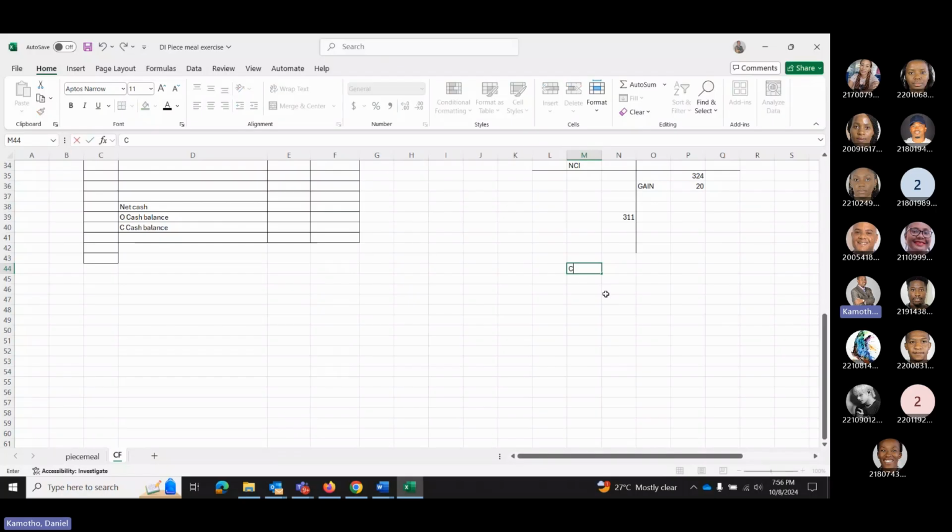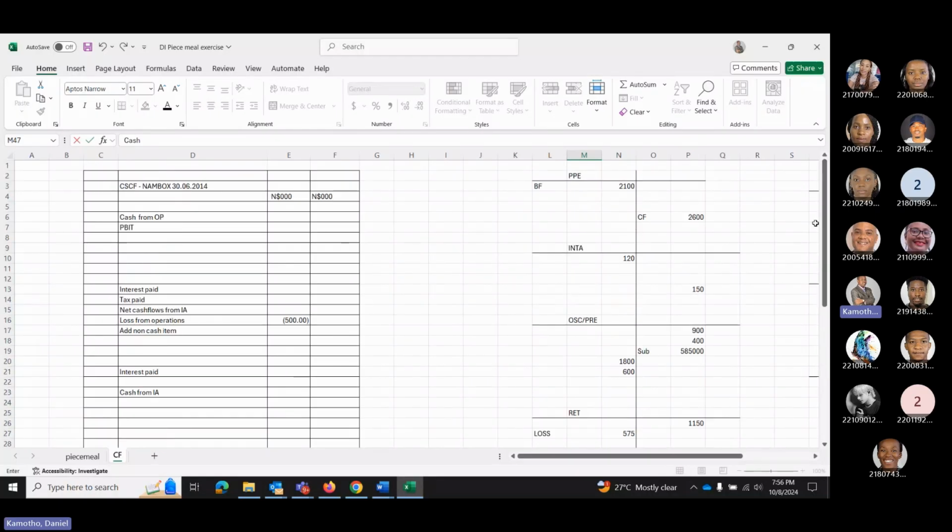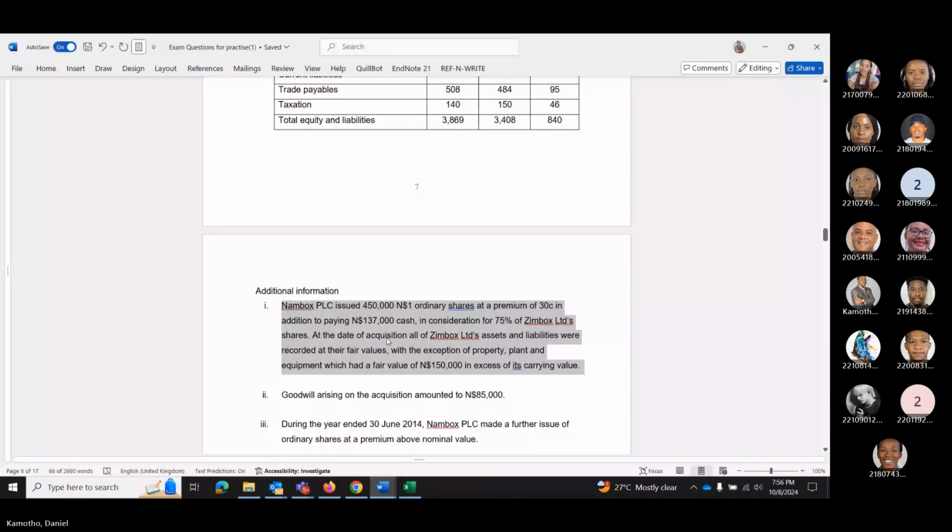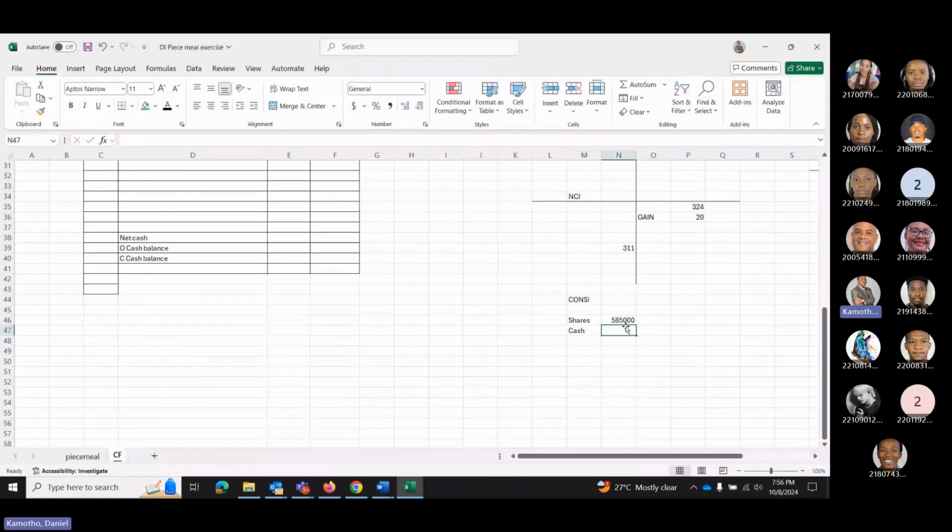So we have consideration. The consideration is shares, which we know the amount is 450,000 times 1.3, which would have increased. Then we have cash. What is the cash that was issued? The cash was 137,000. And then the equipment had a fair value of 150. So we say cash here is 137. Is it 137,500? We'll check that.